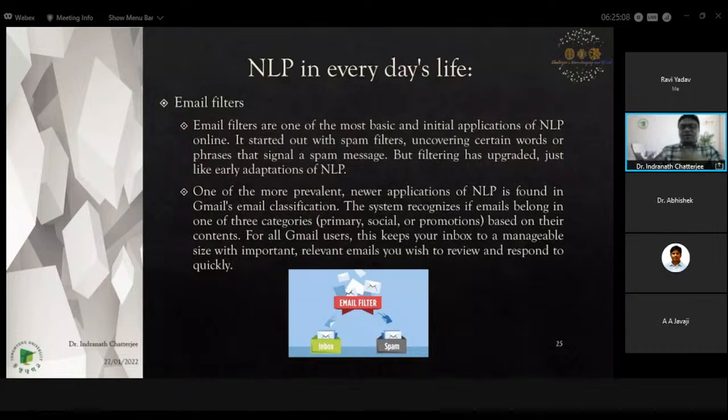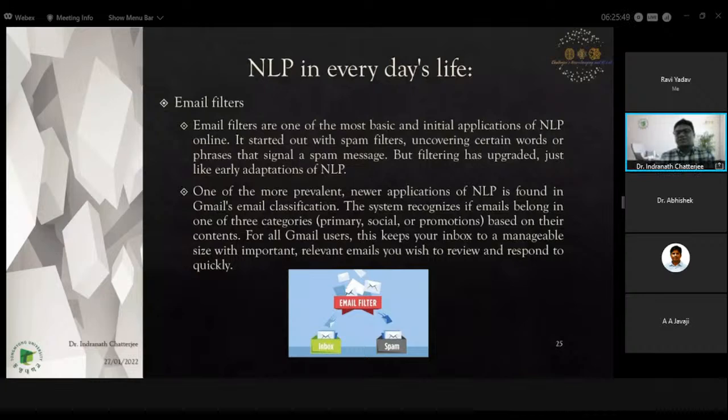It reads your whole email message in a blink of a second, applies NLP, understands the context of the message, and categorizes it into a class: okay, it's an updates email, it's a promotion email, it's a forums email that comes from different social media or something like that. So this is how emails are being filtered, and NLP is helping us every day.